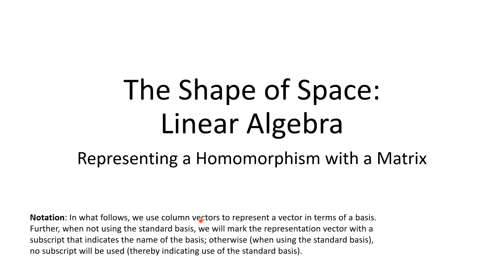We're going to use column vectors to represent vectors. That'll become apparent when you see the examples. When we use the standard basis, we won't have any marking. We'll just show the column vector. But when I use a non-standard basis, I'll put a little subscript showing what basis is being used. You'll see what I mean when I get to the examples. I just wanted to point it out here first.